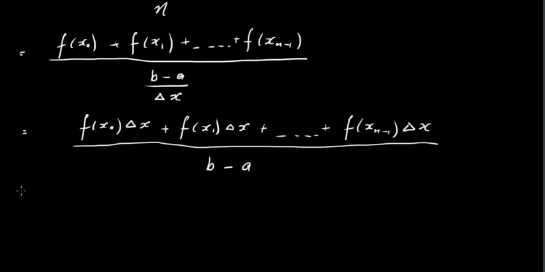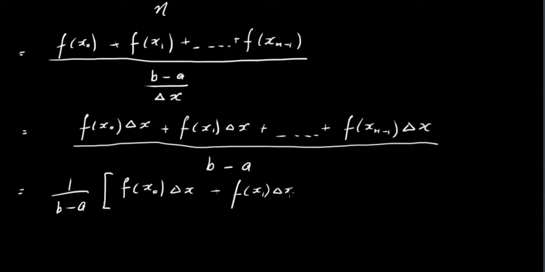Okay, so what I can do now is just take the 1 over b minus a out here. I'm just taking this over here, and I'm going to multiply that by the top line here, which is effectively the same thing. So I just end up with f of x0 times delta x plus f of x1 times delta x plus all the way out here to f of x n minus 1 times delta x. So this line here is the same as this line here. I've just taken the b minus a outside the bracket here on the bottom.